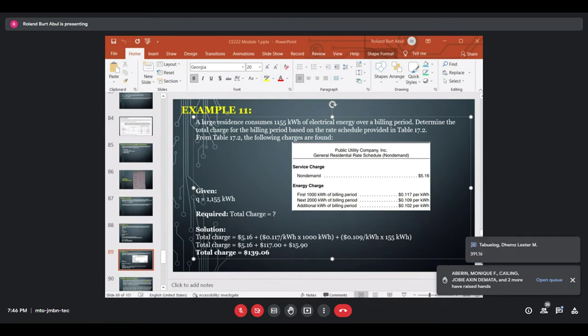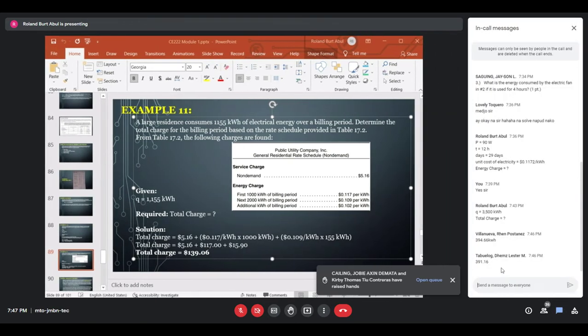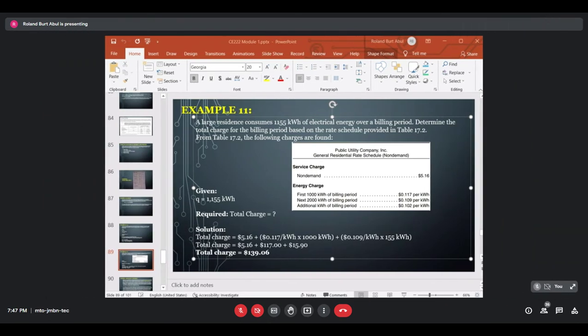Okay, 391.16. Sige, how about the others? What was that again, sir? There was no word on the question. If the given consumption of the residential unit is 3,500 kilowatt hours, what is the total charge for the residential building? Just use Table 17.2 for your reference on the rates.